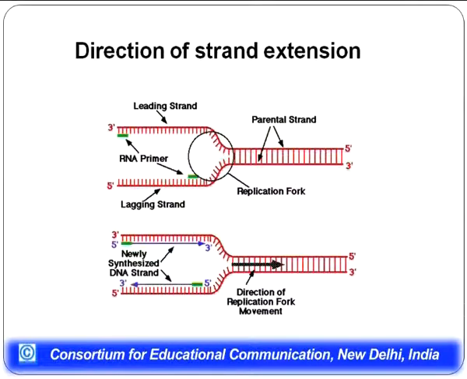Now, talking about the direction of the extension of the newly formed DNA strands, as we already know, the DNA is a double stranded structure and the two strands are anti-parallel in nature. The newly formed DNA strand is always extending in the 5' to 3' direction, because the 3' OH group can only attack the incoming dNTP. So, both the strands, the leading strand and the lagging strand, will be extended in the 5' to 3' direction.